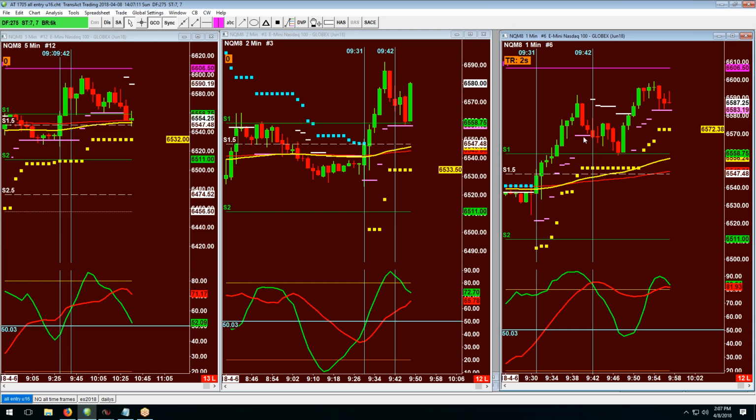So if you did want to take this and you knew support was right below you, I do have all the floor trader pivots with midpoints on here, so you can use that as support if you felt comfortable at that time and felt confident that it was going to trade back to that.